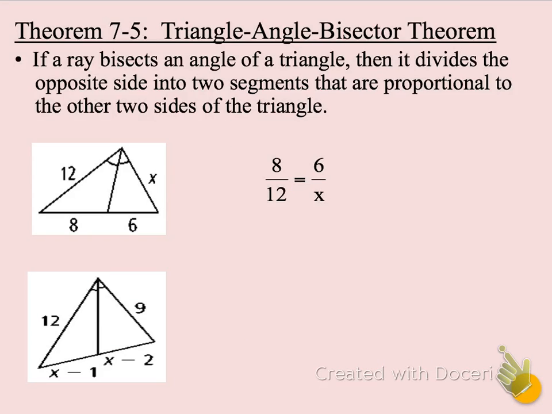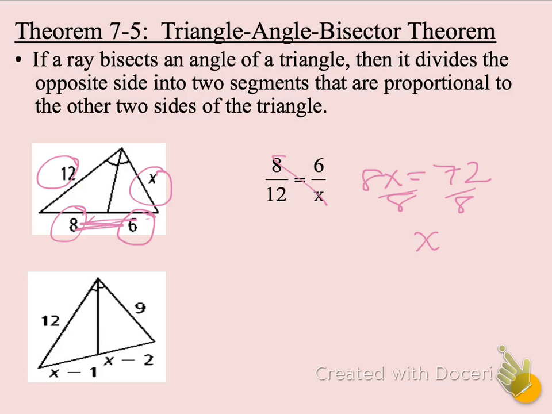Okay, triangle angle bisector theorem. If a ray bisects an angle of a triangle, then it divides the opposite side into 2 segments that are proportional to the other 2 sides. So this time we can do 8 over 12, so our one triangle is set equal to the bottom, so they're the similar ones here, to the side here. So we can cross multiply. 8x equals 6 times 12 should be 72. Divide by 8, so x equals 9.